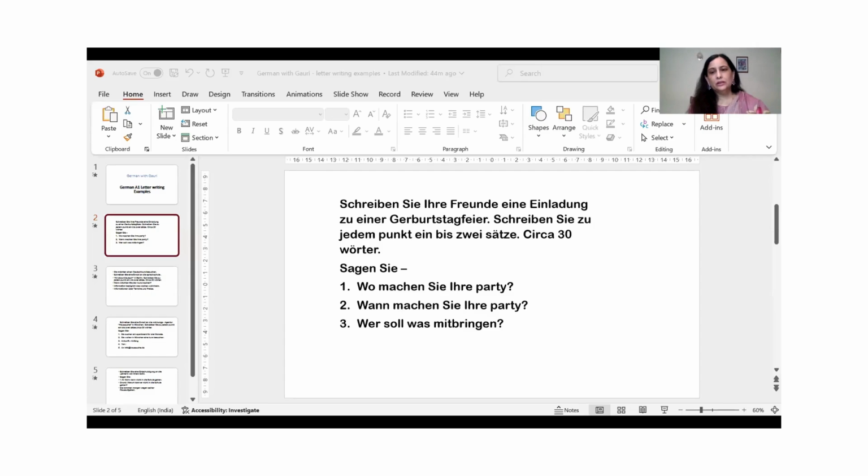Today we are going to see a few letter writing or email writing examples in German, because we need it for the German A1 level exam. There will be this task of letter writing or email writing. I will share a few examples with you so you will get an idea of how to write a letter, or you can say email, right? We'll start with a few examples, then you will get to know.